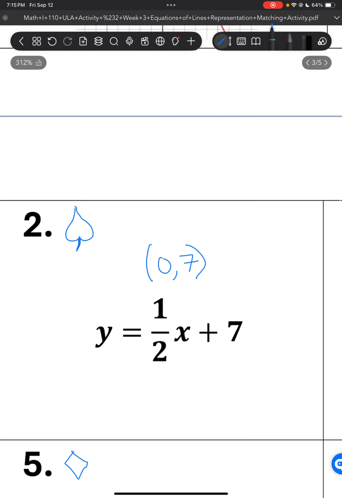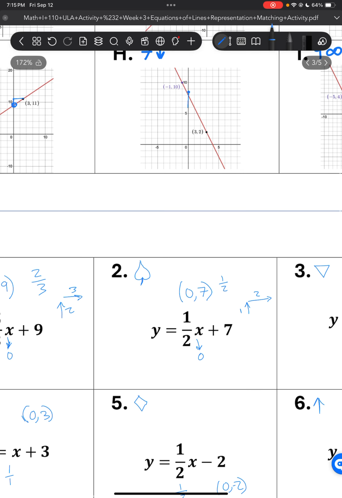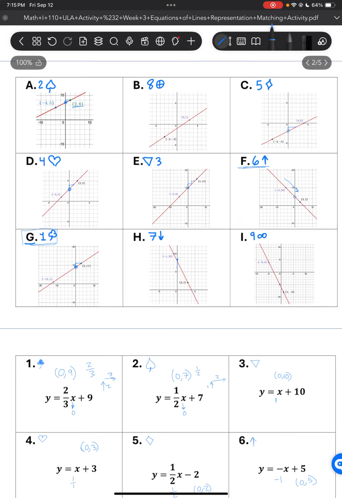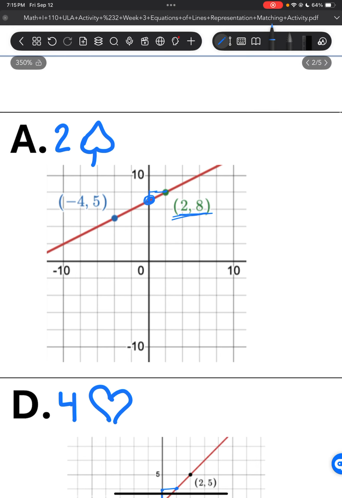Okay, so number 2. Again, we're going to plug in 0 for x. What do we get? We get 7. So we have a slope of 1/2. That means, again, we're going up 1 and over 2. So let's see if we can find anything that has a slope of 1/2 and a y-intercept of (0, 7). So we're going to go around and see, and we do have one right here. We have our (0, 7), and we have our up 1 and over 2. Again, you can plug in these points and you will get that answer.